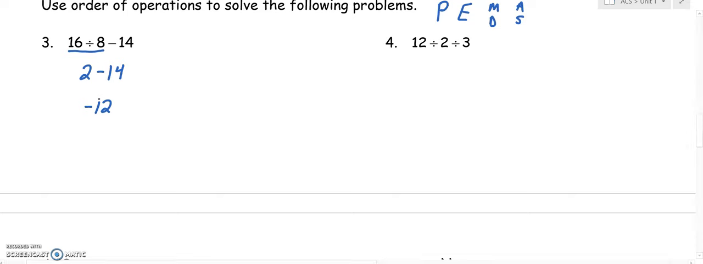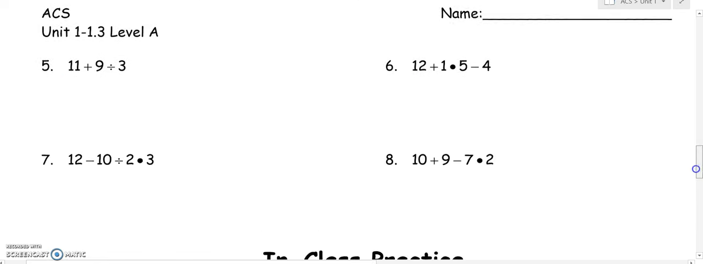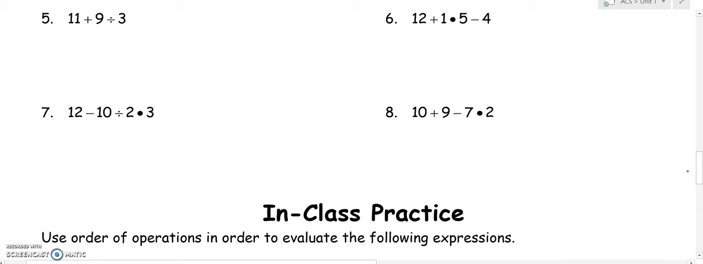Number 4, I have 12 divided by 2 divided by 3. So there's two divisions. I'm going to go from left to right. 12 divided by 2 is 6. 6 divided by 3 is 2. Number 5, we have 11 plus 9 divided by 3. So with PEMDAS, the first thing I want to do is the division, because subtraction is the last step and division is the third step. So 11 plus 3, which gets us 14.